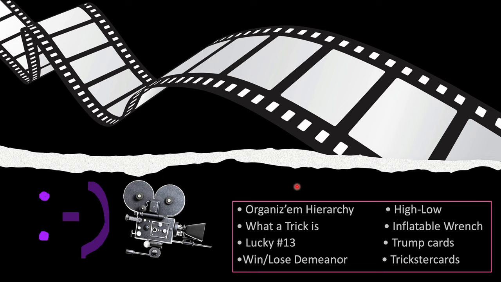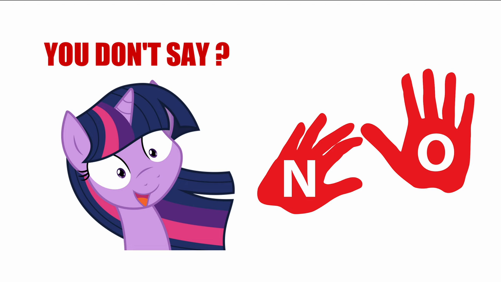Okay, what did we share in the first Clip Absorption? Well, the Organize'em hierarchy, what a trick is, lucky 13, win-lose demeanor, very important, high-low, inflatable wrench, trump cards, and trickster cards. Okay, well, Glenn, don't say it. I know, I'm sorry. I must say it.